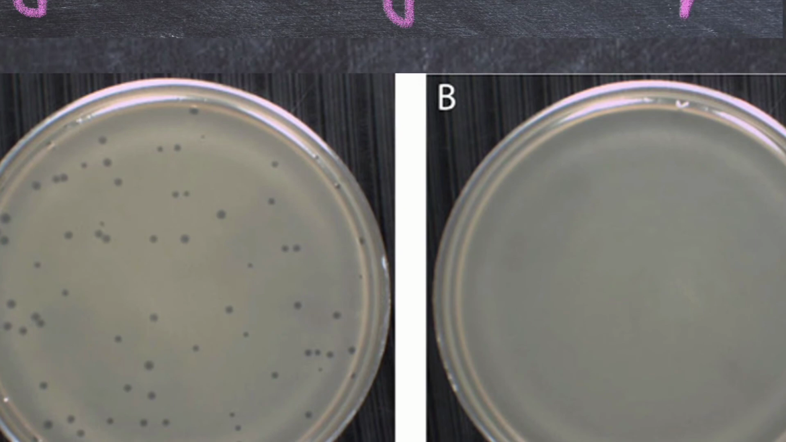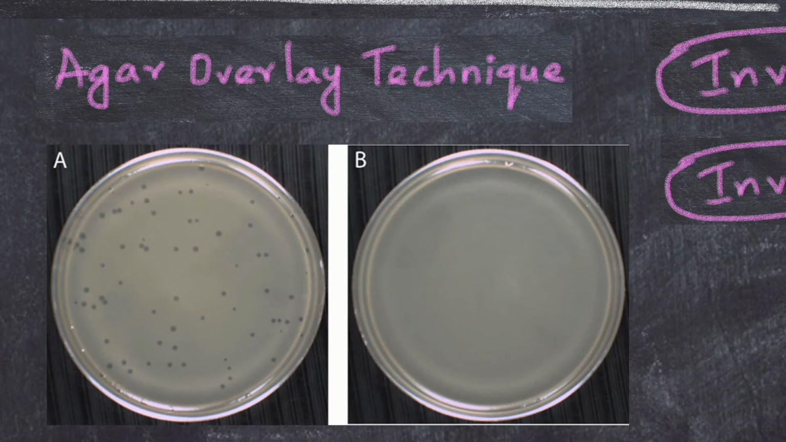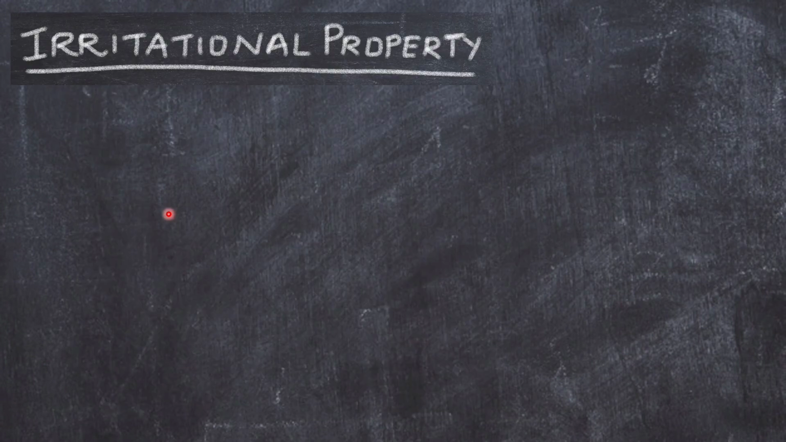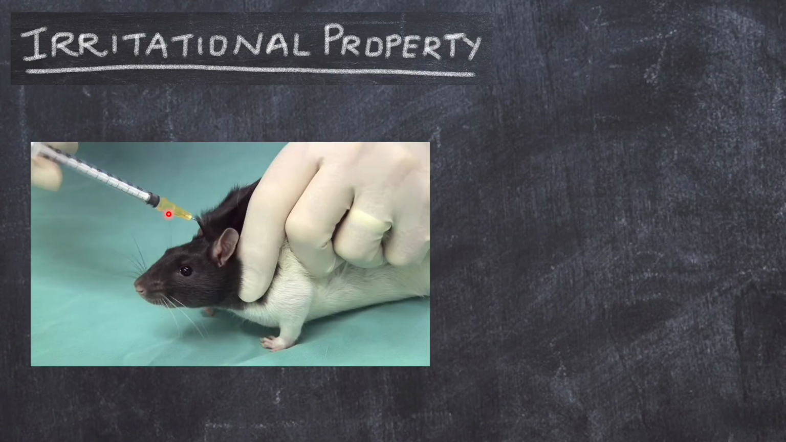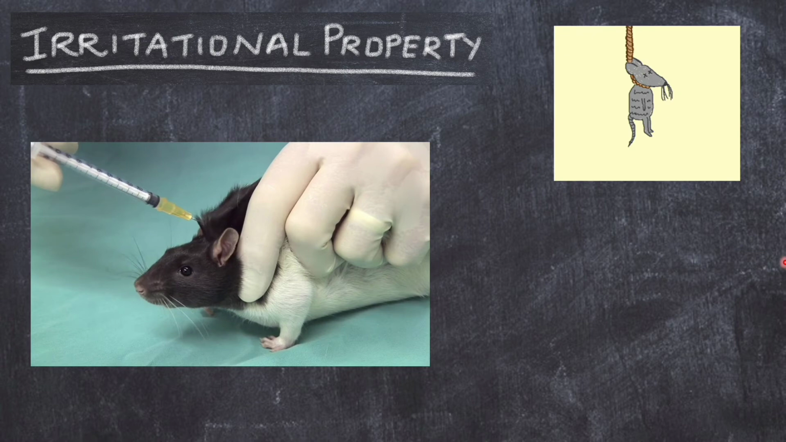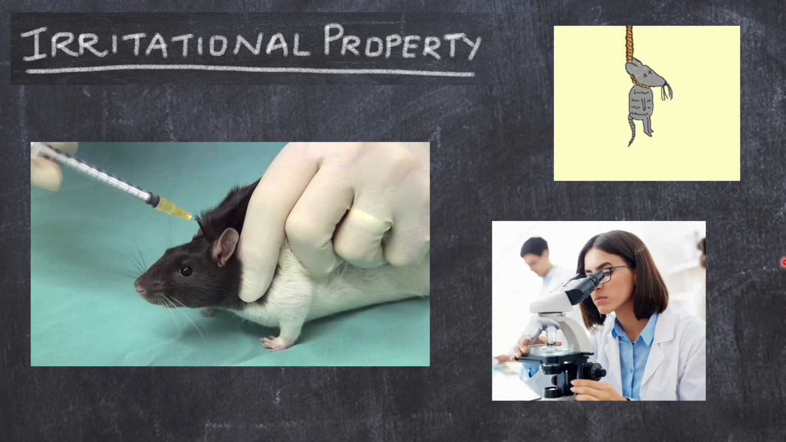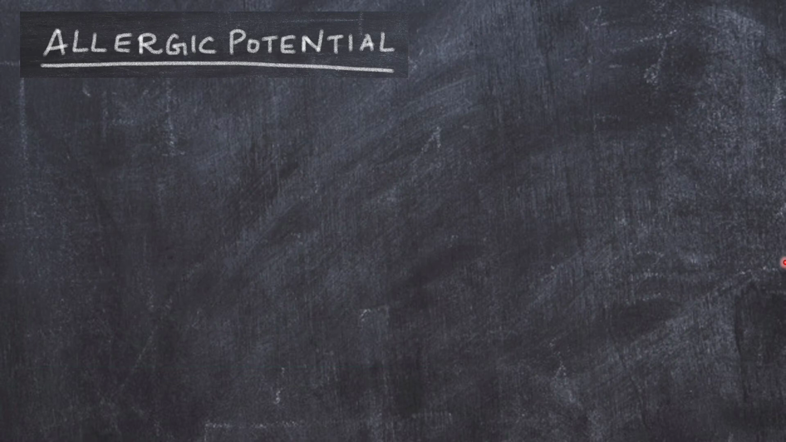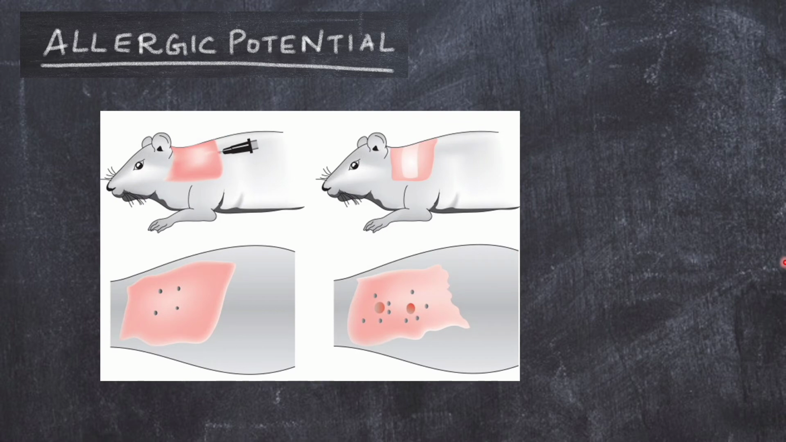So next, we'll talk about how to find out the irritational property. The material will be placed in the skin of a rat or a rabbit. It will be injected intramuscularly or subcutaneously. Then the animal is killed at different time intervals and the tissue response is assessed and then compared with controls like safe materials and unsafe materials. Then talking about the allergic potential. How this can be found is that the material is placed inside the skin of the guinea pig or a rat, and then later it is transferred to the skin surface. If it is allergic, it will produce erythema and swelling.